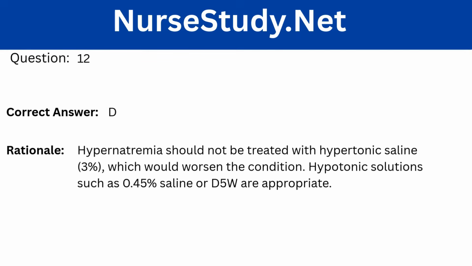Correct answer, D. Rationale. Hypernatremia should not be treated with hypertonic saline, 3%, which would worsen the condition. Hypotonic solutions such as half normal saline or D5W are appropriate.